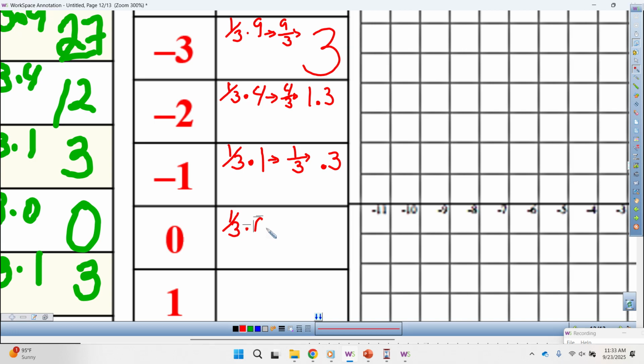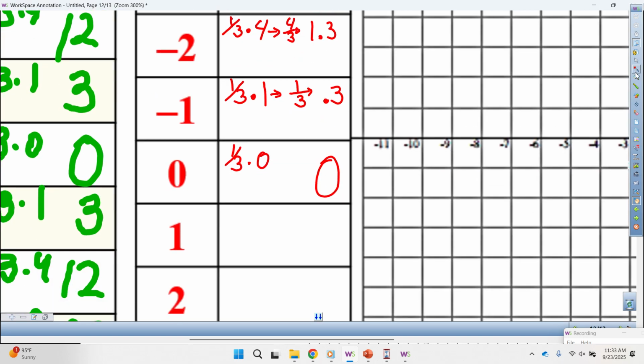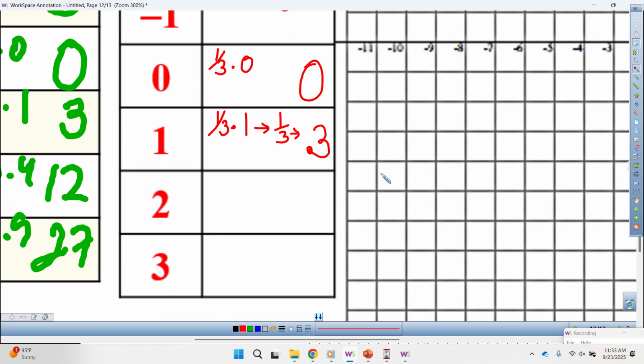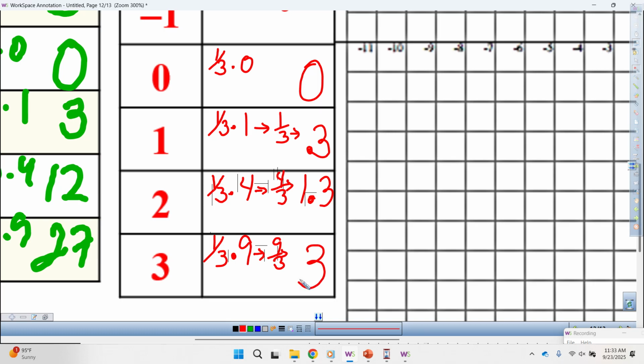1/3 times 0 is 0. Next, 1/3 times 1 is 1/3, or 0.3. Next one, 1/3 times 2 squared was 4 is 4 over 3, or 1.3. And last but not least, 1/3 times 9 is 9 over 3, which is 3. All right, let's graph that.